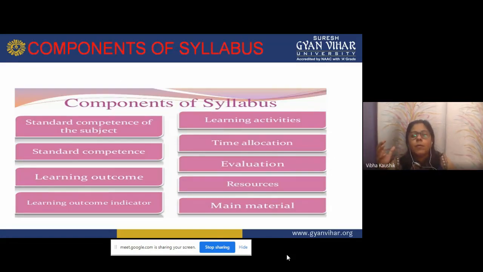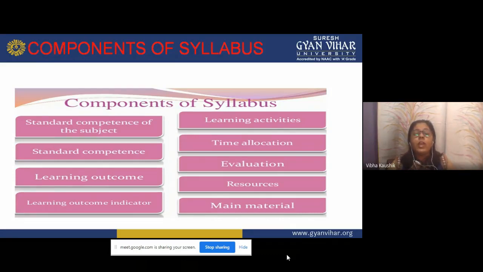Now these are the components of a syllabus. Standard competencies of the subject, means the standard ability that should be attained after learning that particular subject. Learning outcomes, which should be achieved by the student after completing that particular syllabus. Learning outcome indicators: how will we be able to judge whether the learning outcomes have been achieved or not?